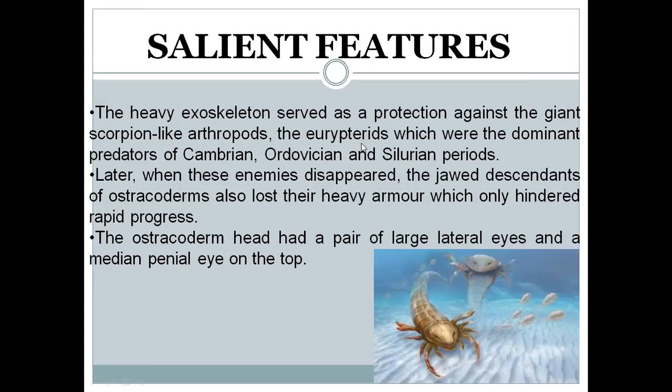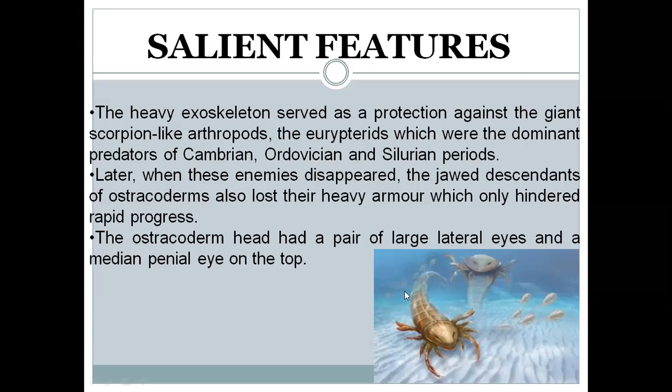So eurypterids were the major predators, the dominant species in the seas during the Cambrian, Ordovician, and Silurian periods. During these three periods, these eurypterids were the dominant species on planet Earth, especially in the waters. Why? Because vertebrates had not developed until then. So during that time only the first vertebrates came into existence.